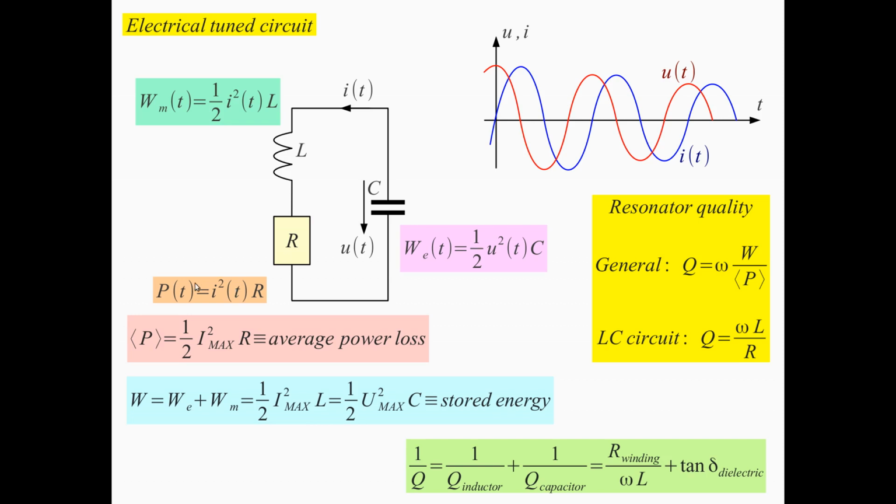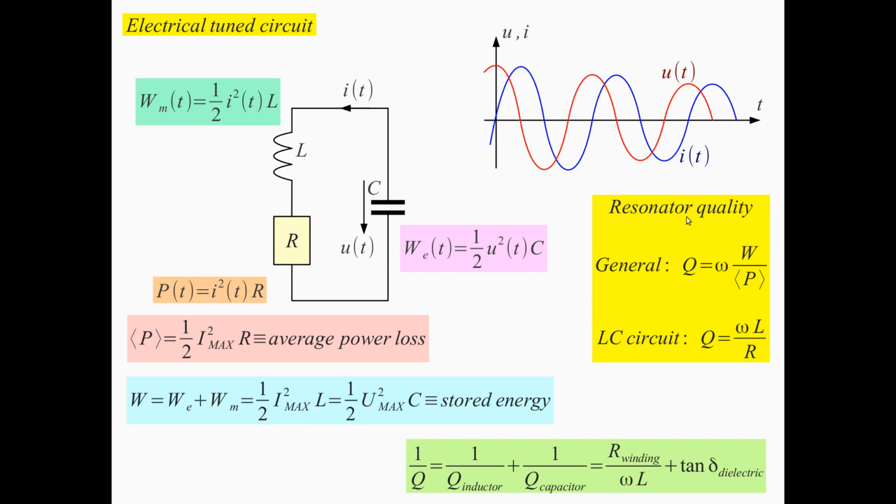In the time domain, the instantaneous power lost in the resistor, we can also write in the time domain, the power being dissipated in this resistor. The resistor represents losses in our tuned circuit. What is the important parameter of a tuned circuit? Besides its frequency, which we can choose by a suitable selection of the inductor and the capacitor, the other important parameter is the so-called resonator quality.